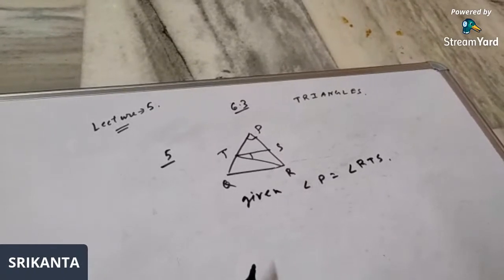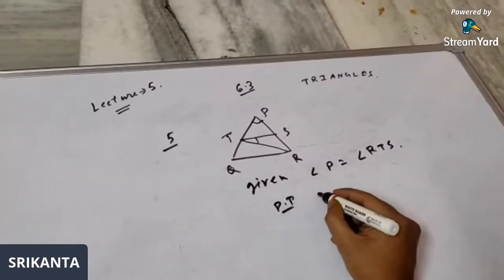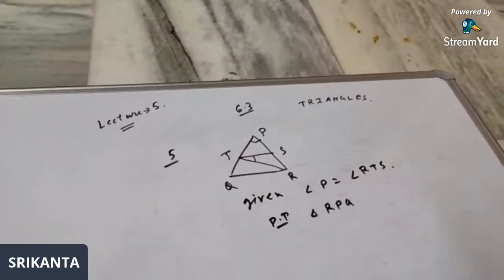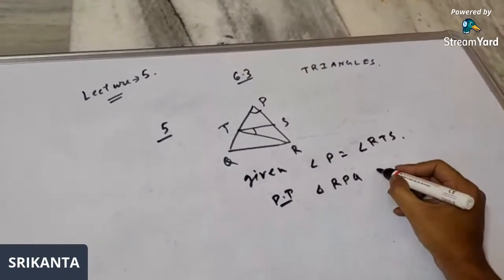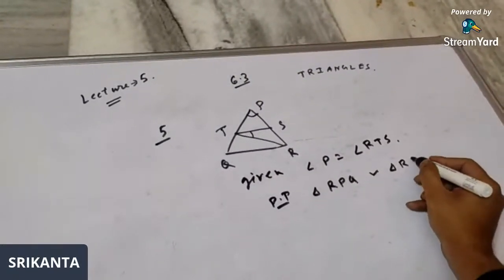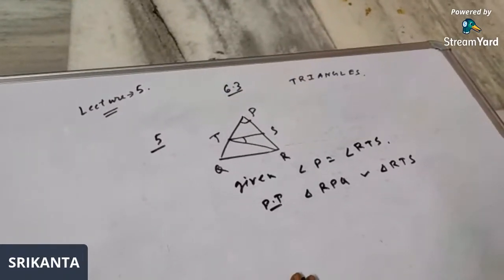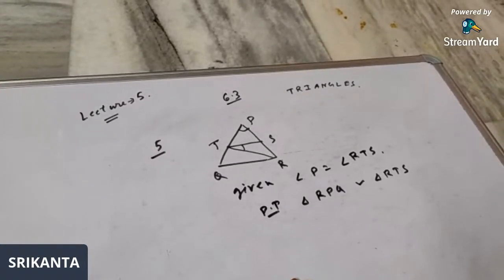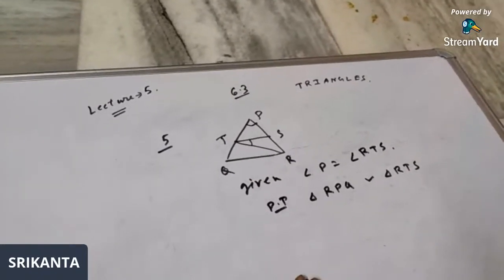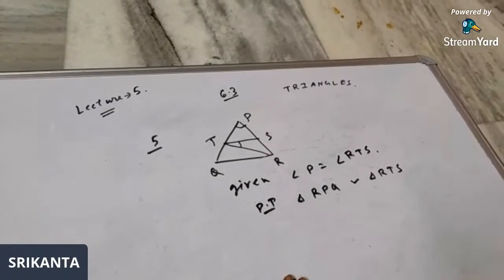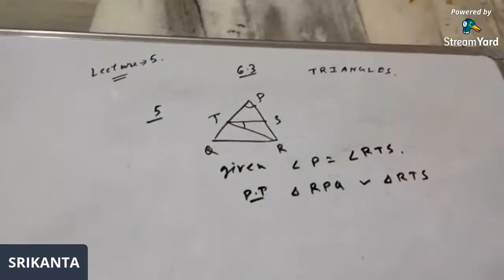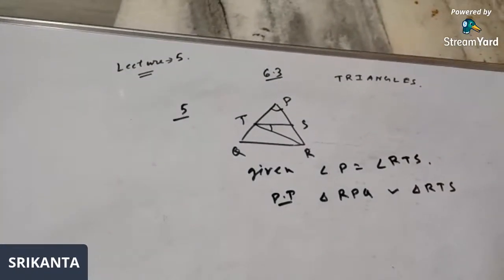We have to prove, we have to show or prove that triangle RPQ, this big triangle, should be similar to triangle RTS. Okay. This is question number 5.